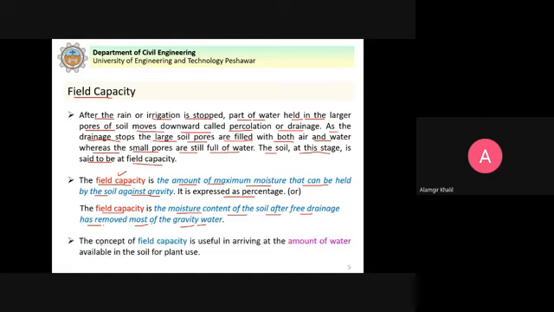Now what is the use of this concept of field capacity? The concept of field capacity is useful in arriving at the amount of water available in the soil for plant use. So this concept is very important. It is useful in arriving at the amount of water available in the soil that can be taken up by the plants for meeting their evapotranspiration needs.